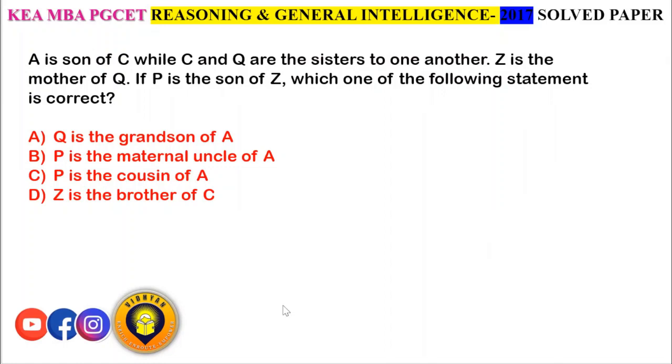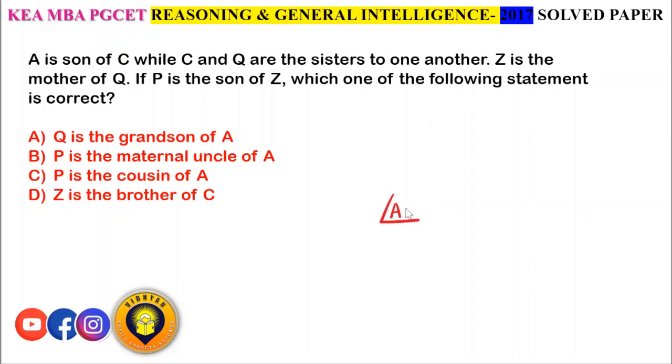A is son of C, while C and Q are the sisters to one another. Z is the mother of Q. If P is the son of Z, which one of the following statements is correct? Okay, now let us go with the statement given. A is the son of C.